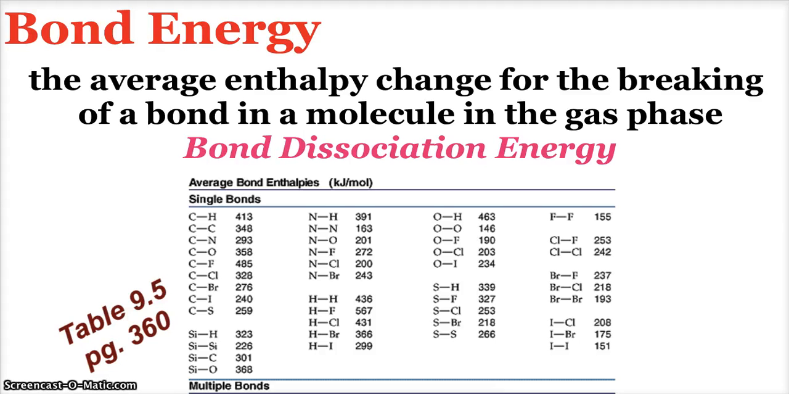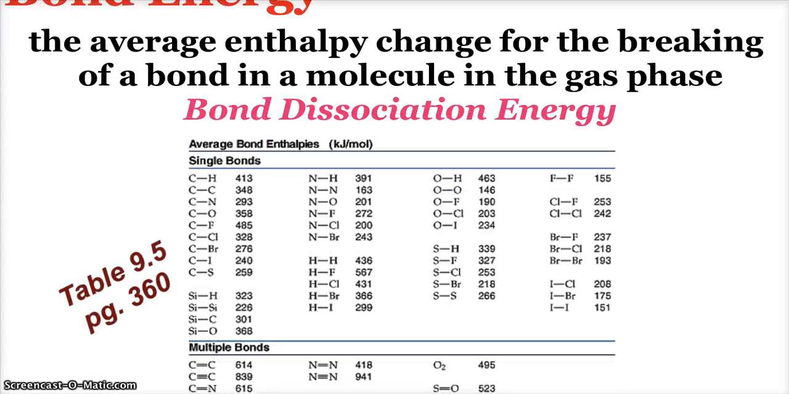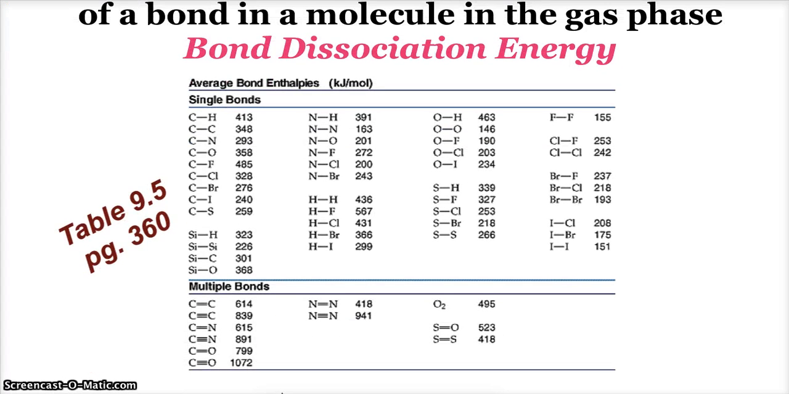Alright, so again, we have bond energy associated with our covalent bonds, and so you see the average enthalpy change for the breaking of a bond in a molecule in the gas phase is what we call the bond dissociation energy. And you typically have lists or tables or charts of these, and you'll notice again that up here with our single bonds, when you compare the double and triple bonds, those bond energies tend to be much higher as those bonds are stronger, and you get more energy released when you break those bonds.